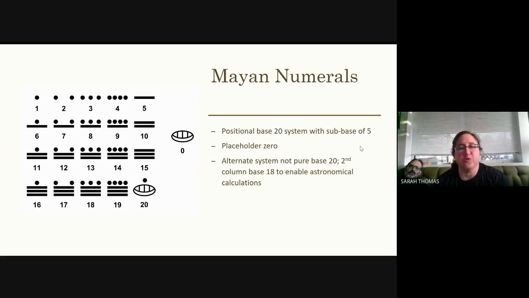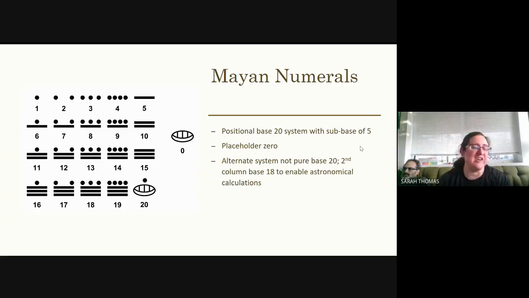They had a placeholder 0, which is meant to look like a turtle shell. But it was not a computational 0. You couldn't multiply numbers by shell, okay? It's also not a pure base 20. They had 2 different systems going on. One of them was a pure base 20 system, but on the other one, the second column was base 18. So you'd get up to 18 and then kick over to the next column rather than 20.